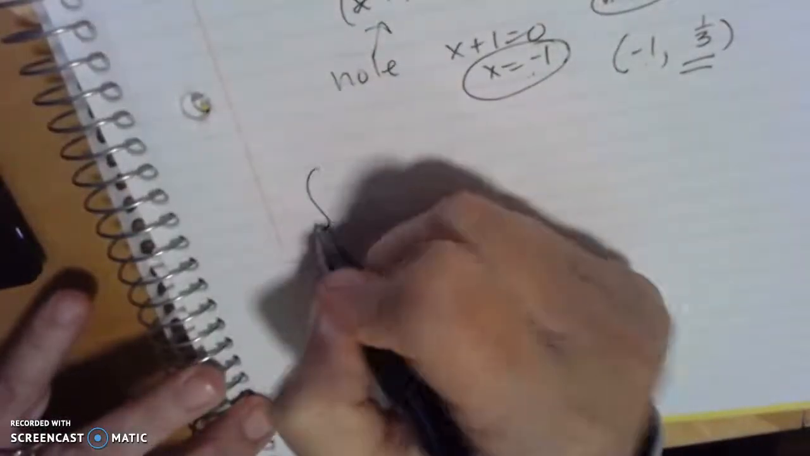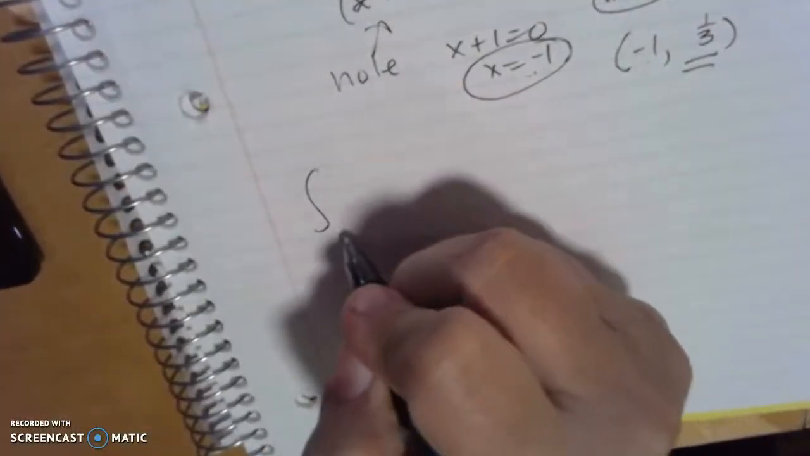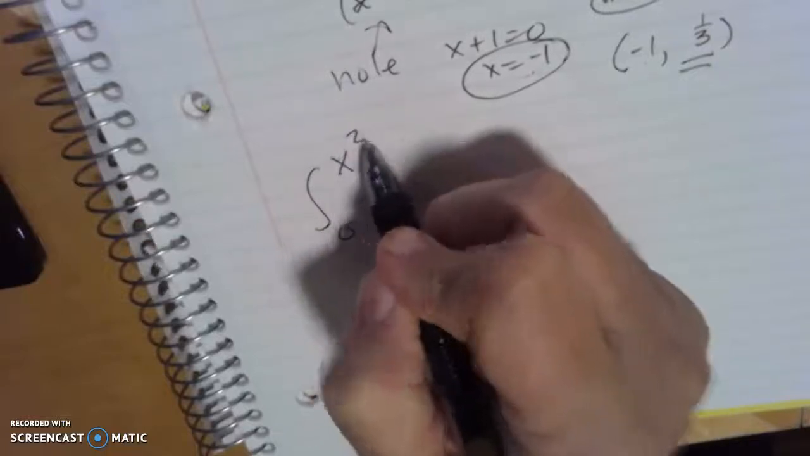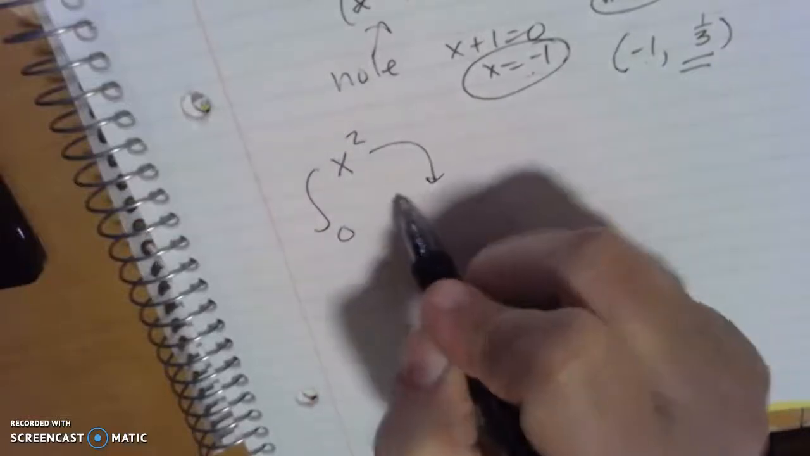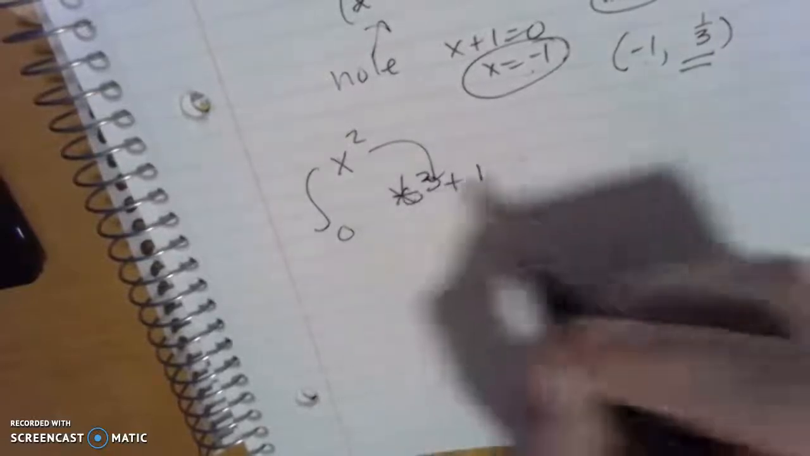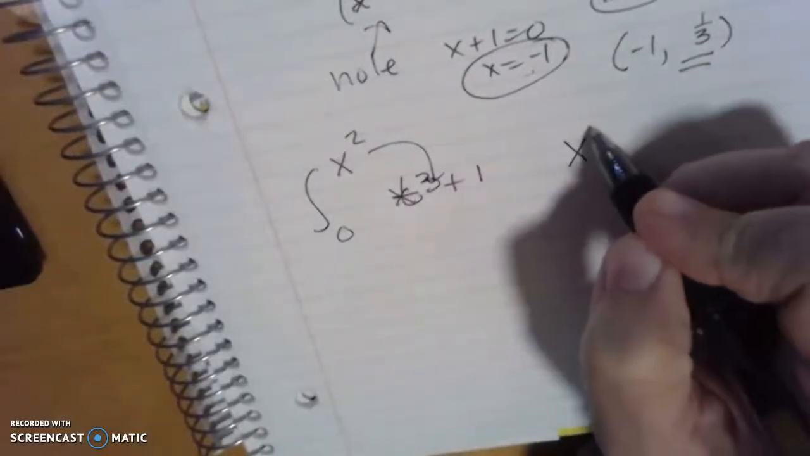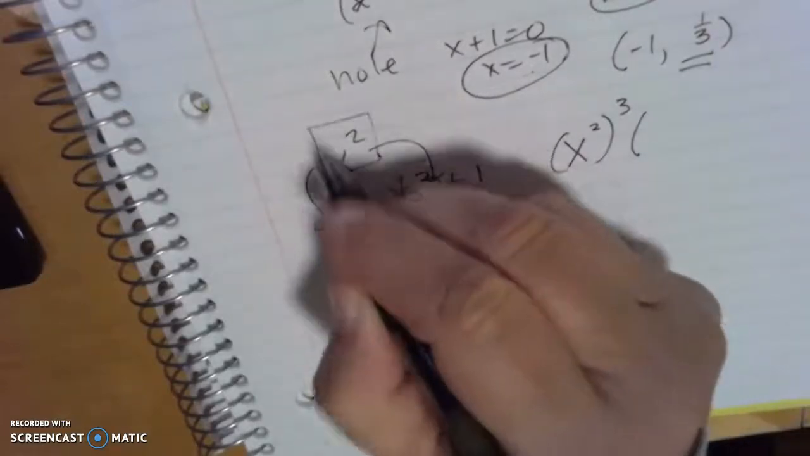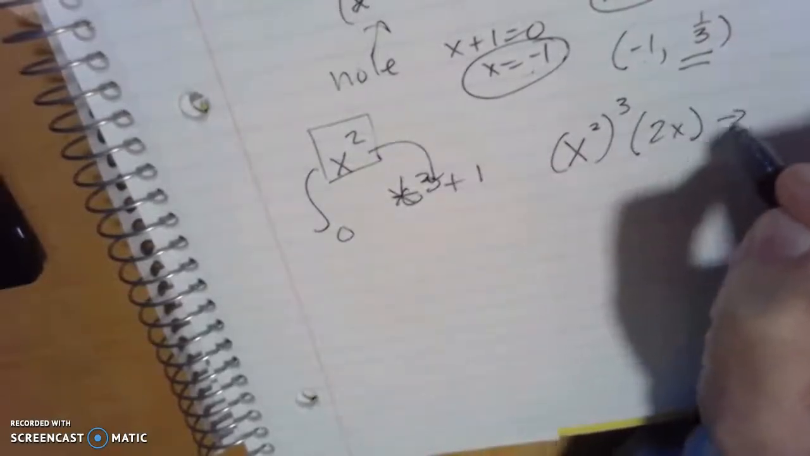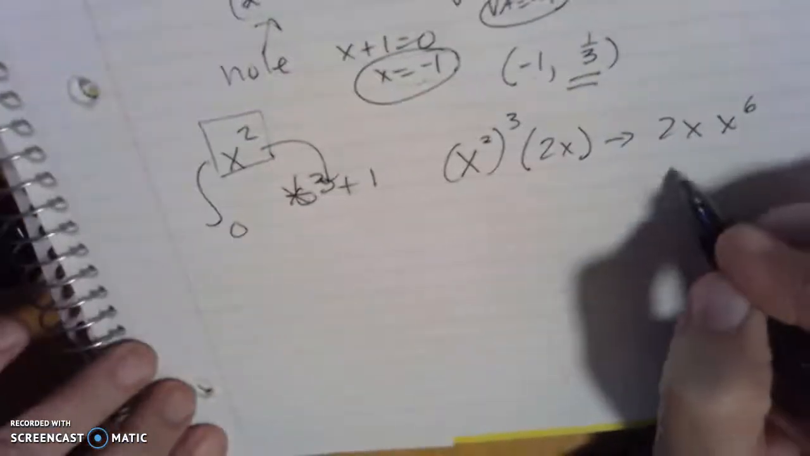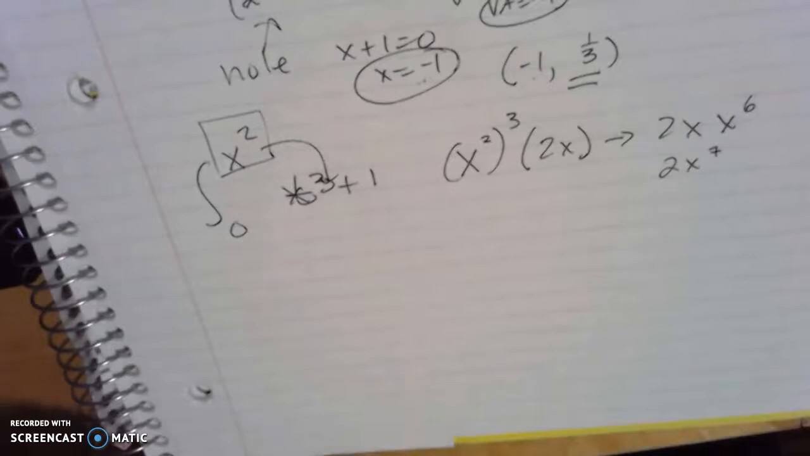Okay, another thing I want to remind you of is when you're asked to find the integral from 0 to a variable, what you do is you take that variable and plug it into the function, whatever that function is. Let's make it t to the third plus 1. I'm going to plug that in and it becomes x squared to the third times the derivative of what's in that box, so times 2x. So this would be 2x times x to the 6th, and I can simplify that to 2x to the 7th.